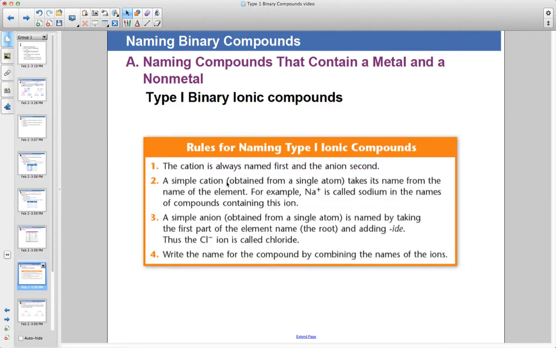Okay, once again, here are your rules. Some of you need these rules. Keep these handy. So the cation is always named first, the anion named second. A simple cation, which is obtained just from a single atom, takes its name from the name of the element. So sodium, you're just going to give it its full name. And then you're going to take that simple anion by taking its root and ending it in -ide. And then write the name for the compound by combining the names of the ions. And at the very end, make sure that your overall charges balance out to be 0.